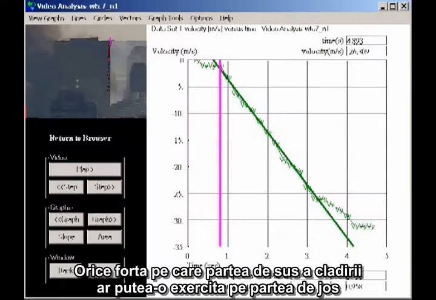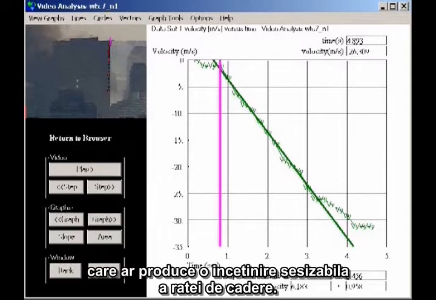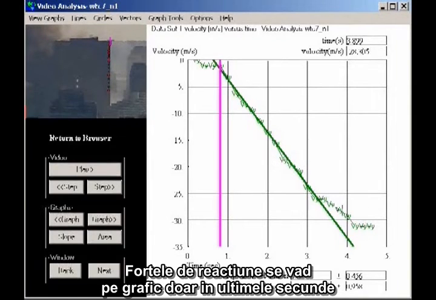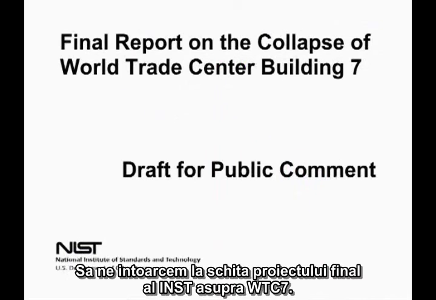the building. Any force the top portion of the building might exert on the lower portion would be reflected in a reaction force that would produce an observable slowing of the rate of fall. A reaction force is observable in this graph only in the last seconds when the velocity strays from the straight line. Let's return to the NIST final report on WTC7.